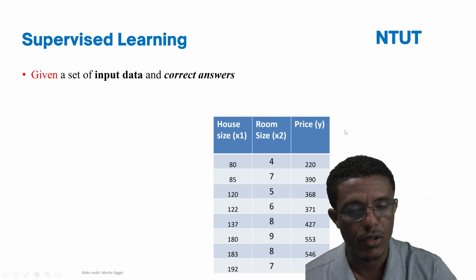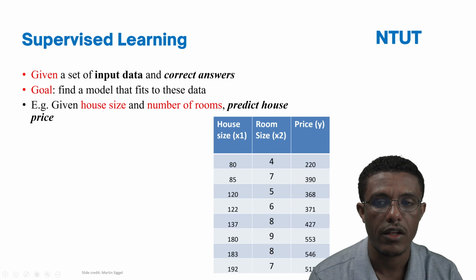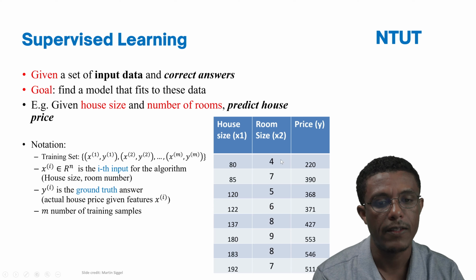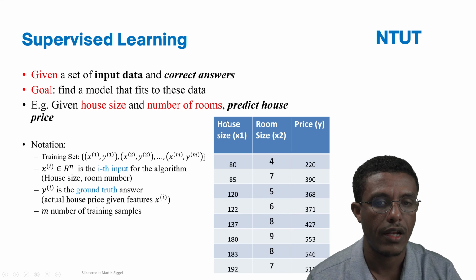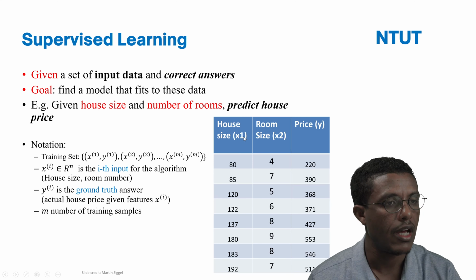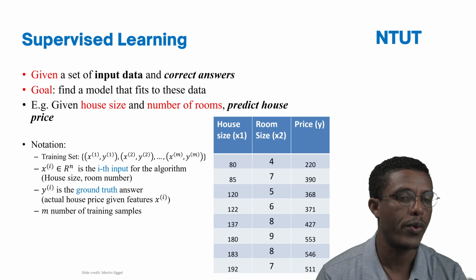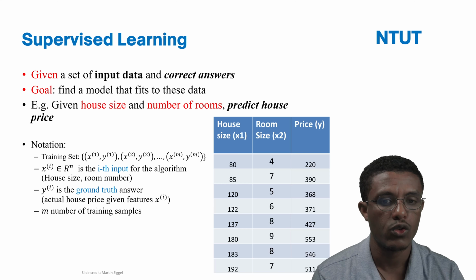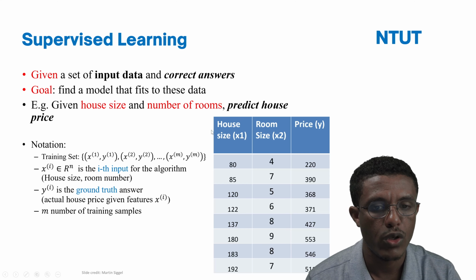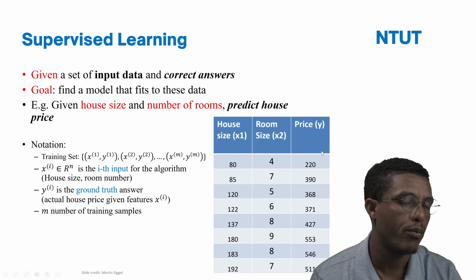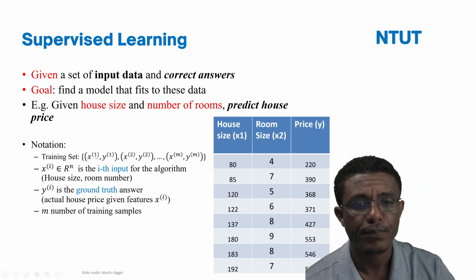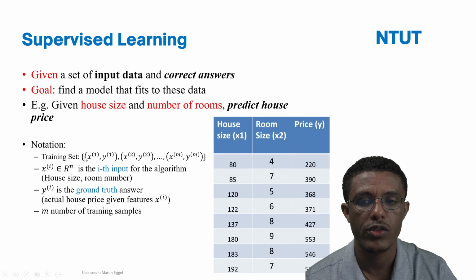Based on this data, the purpose is, using data like house size and room size, if we know the house size and room size, our goal is to predict the price of the house. That means as input we use these two attributes, house size and room size, and based on them we need to predict the price of the house. So the data should be processed like that.